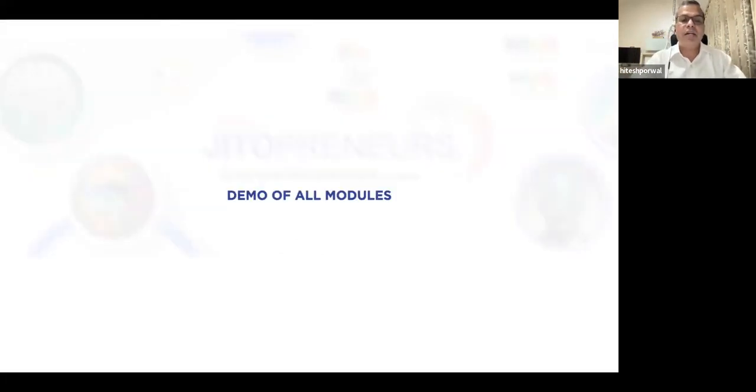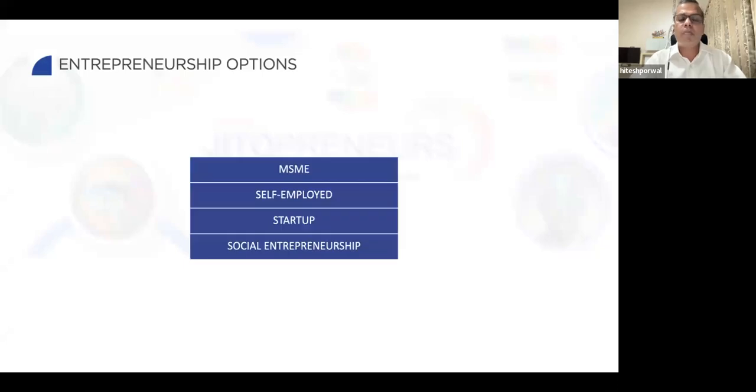Right? So I did a demo. Then we spoke about what are the entrepreneurship opportunities. The thing we call dhanda, yeah, business is called MSME. It could be a micro, small, or a medium enterprise. You could be self-employed.